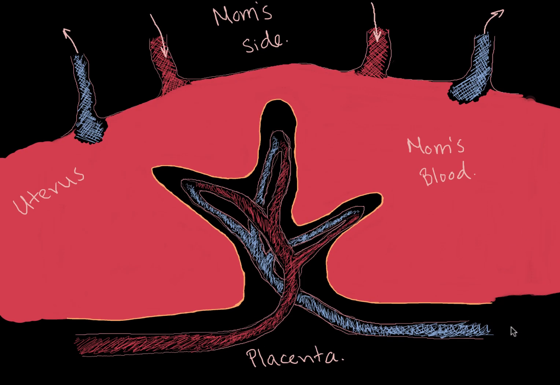So the baby's blood is coming through these vessels here, and it comes in as oxygen poor blood, and it drops off its CO2 and it picks up oxygen. You can think of this site between the placenta and the uterus as being very similar to the lungs, because it's picking up oxygen, it's dropping off CO2, and then it brings it to the rest of the baby's body.